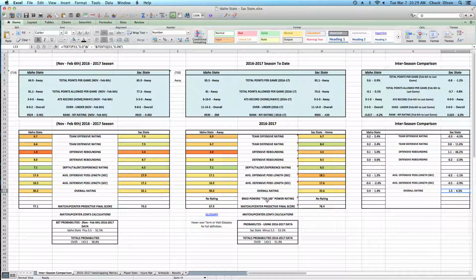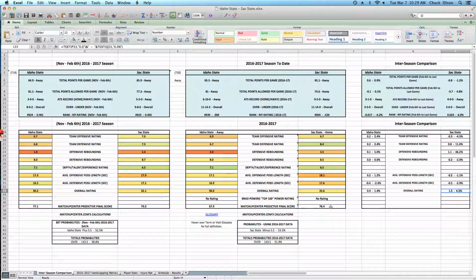There are also ratings by Brad Powers. He rates the top 100, and now he's actually expanded it to 225, which you'll be seeing in our decision dashboards moving forward. But neither one of these teams made the rating in those top numbers.